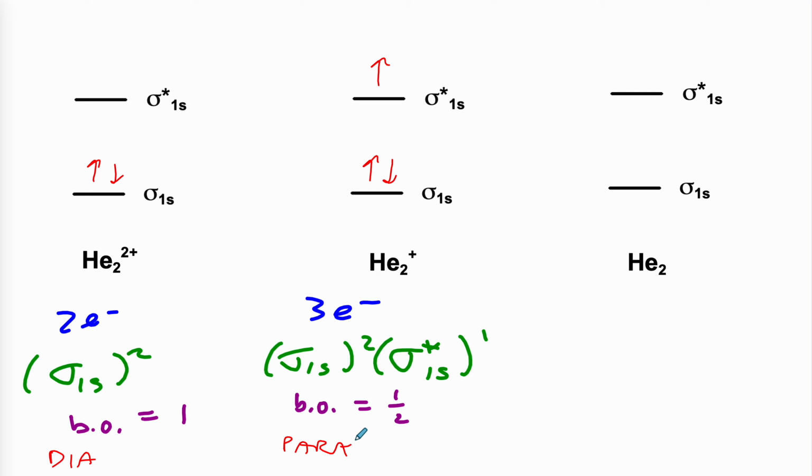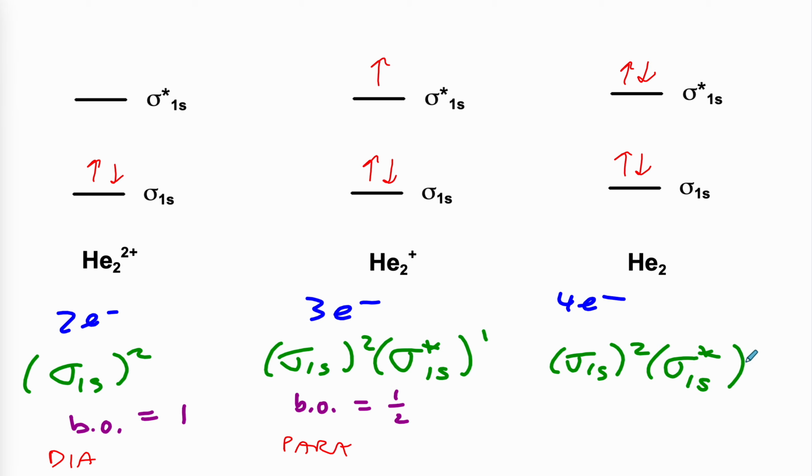And then finally, the dihelium neutral molecule would theoretically have 4 electrons. I'll place 2 in the sigma 1s bonding molecular orbital, 2 in the sigma star 1s antibonding molecular orbital. That would give us the electron configuration sigma 1s2, sigma star 1s2. That would be a bond order of 0. And again, we won't say whether it's paramagnetic or diamagnetic.